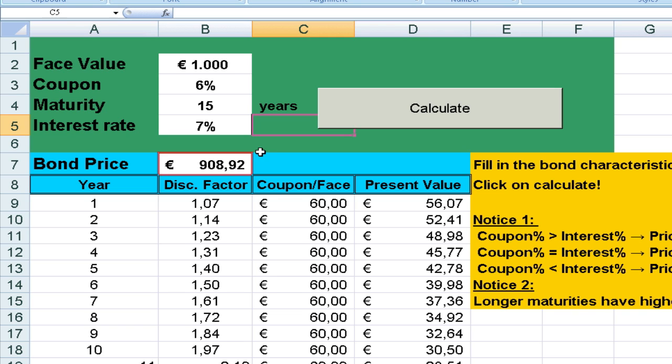So this is how the basic mechanics of bond valuation work. Usually these things are fixed, so the face value, the coupon and the maturity. The only thing that is changing is this discounting factor, usually perceived as the yield to maturity.